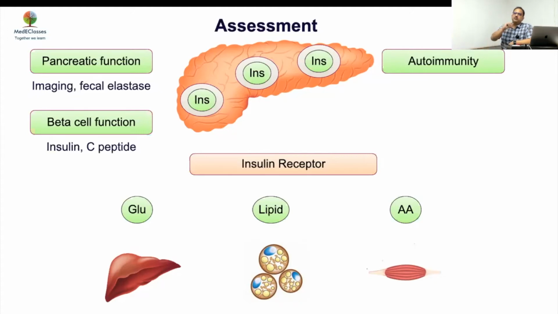Now this brings us to the question. We said C-peptide is mainly meant to exclude type 1 diabetes. What will be the role of autoimmune association? Will it exclude or include?